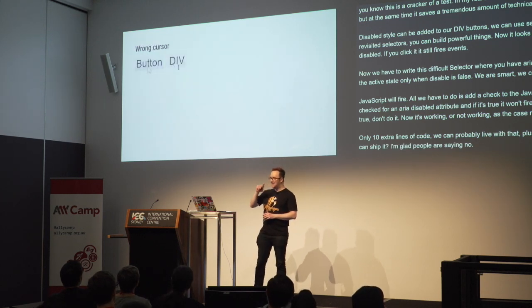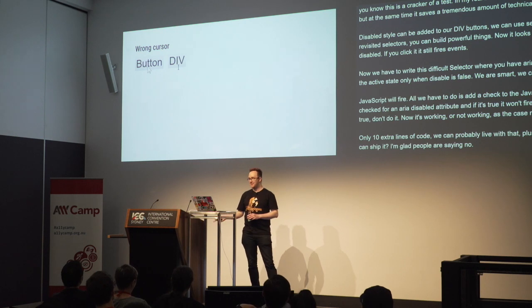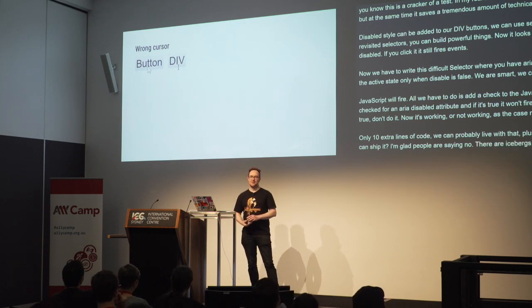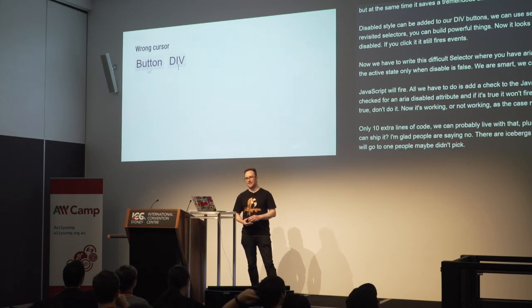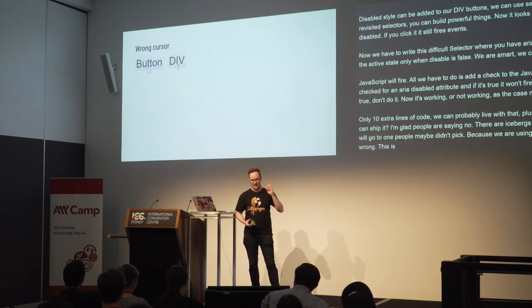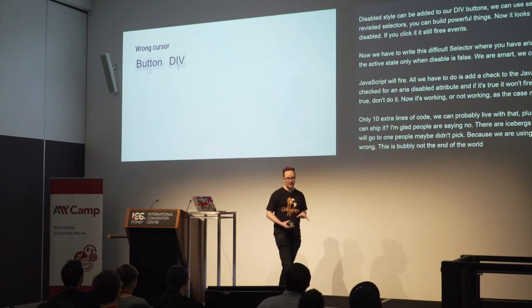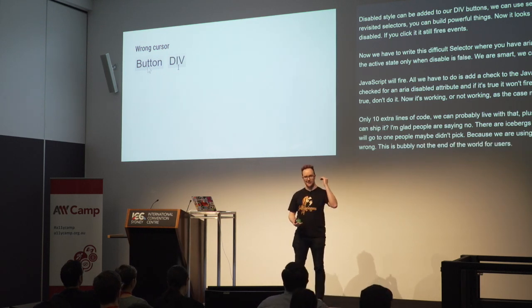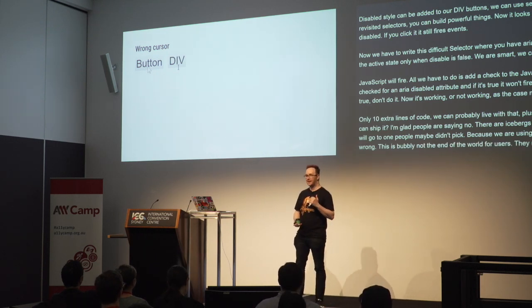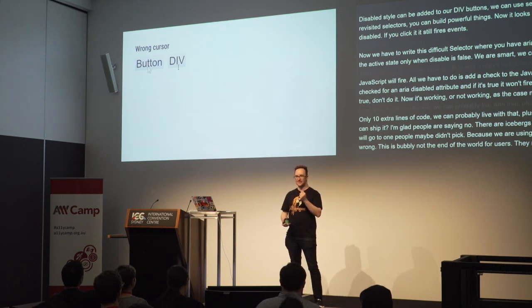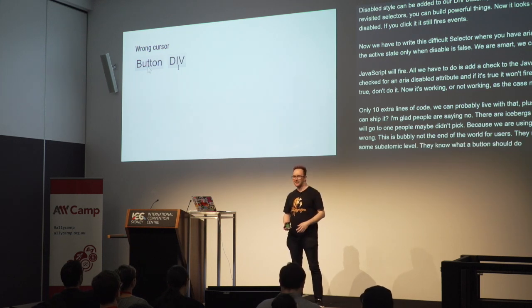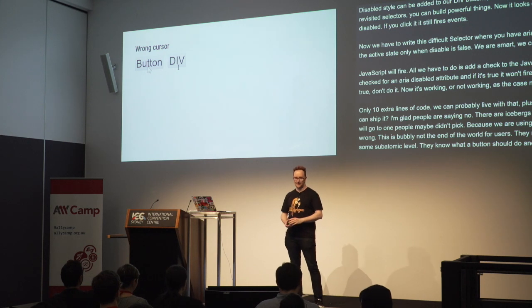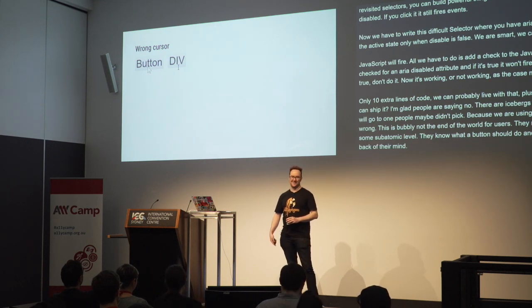I'm going to go straight to one that maybe people didn't pick. Because we're using a text control, the cursor is wrong. And this kind of change is probably not the end of the world for users, but this is the sort of stuff I find niggles. Users notice this kind of difference at some sort of subatomic level. They know what a button should do, and there's something grating at the back of their mind. They're not going to write a Jira to you going, hey, you've got the wrong cursor on the button. They'll just know, hey, yeah, buttons are a bit crap.